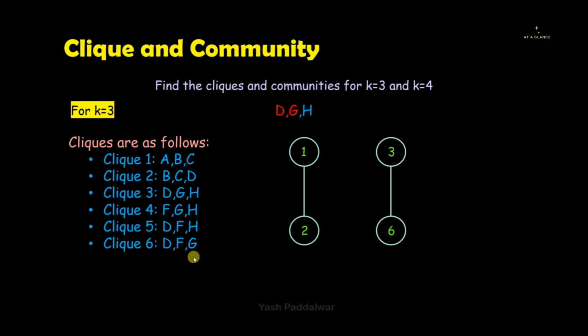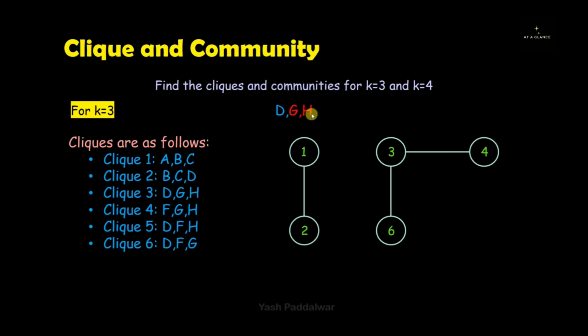Now in the DGH nodes, the next pair is G and H. Now we'll look whether the pair G and H are present in any of the other cliques. If you carefully observe, in clique 4 we have the pair GH present. Therefore there is a connection between clique 3 and 4. So from 3 we form a connection to clique 4 because 2 nodes G and H are common between them.